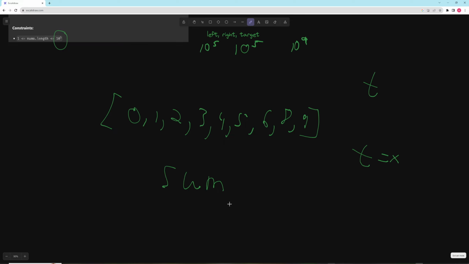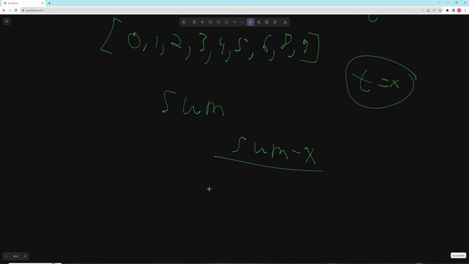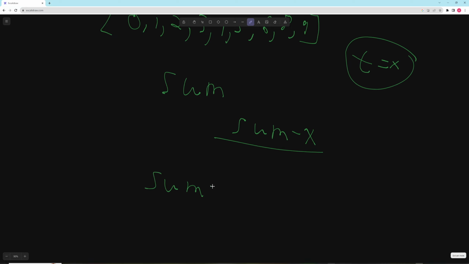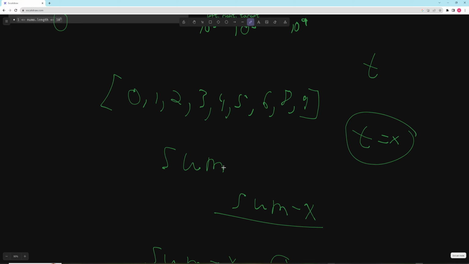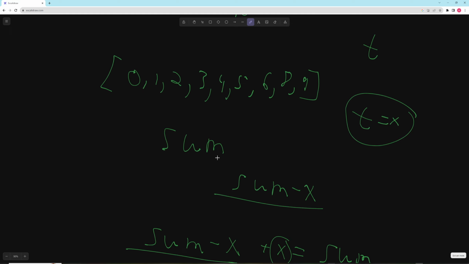Well, instead of trying to get this target, what we can do is try to find the longest array that sums up to sum minus x. Because if we have an array that sums up to sum minus x, then sum minus x plus x equals the total sum. So if we have an array that sums up to this, then the rest of the numbers are going to have to sum up to x, right? And so what we're going to do is find the longest contiguous array that sums up to the sum of the array minus the target we're looking for.